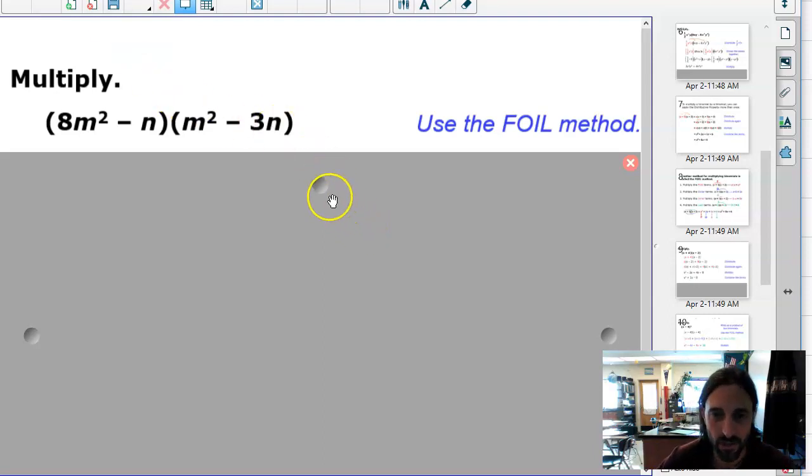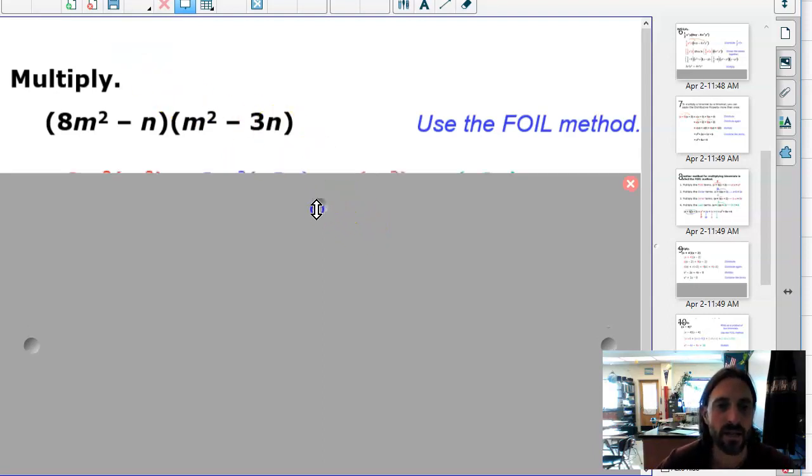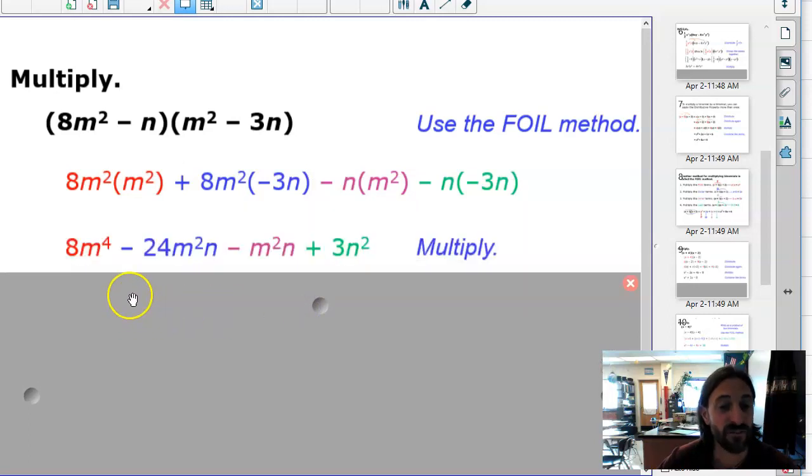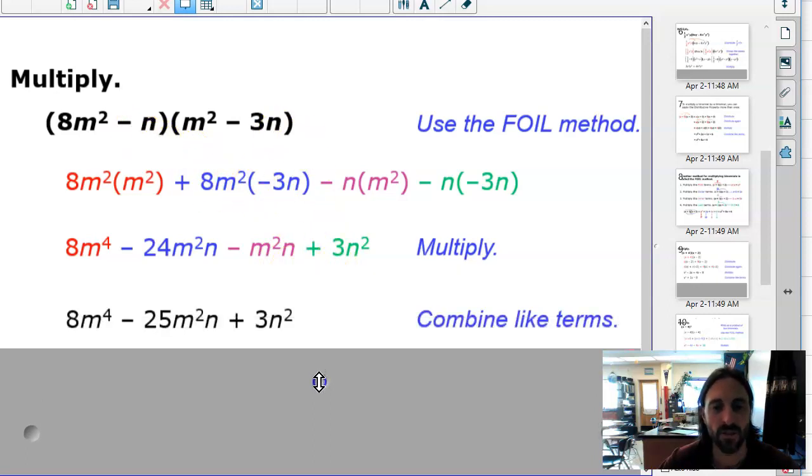Okay, another example using the FOIL method, right? First I'm going to do 8m squared times m squared, which is 8m to the 4th. Then I'm going to do my outer, 8m squared and negative 3n is negative 24 m squared n. Easy. Inner, negative n times m squared is negative m squared n. And then last, negative n times negative 3 is positive 3n. And again, because these are both m squared n, I can combine them. Negative 24 and negative 1 is negative 25.